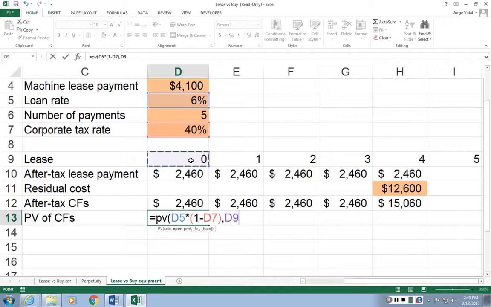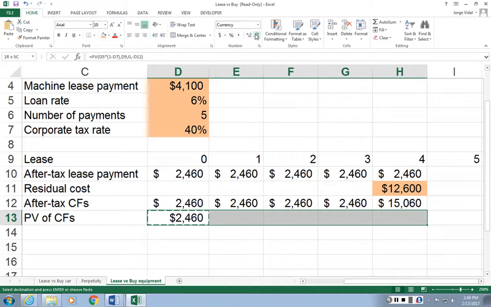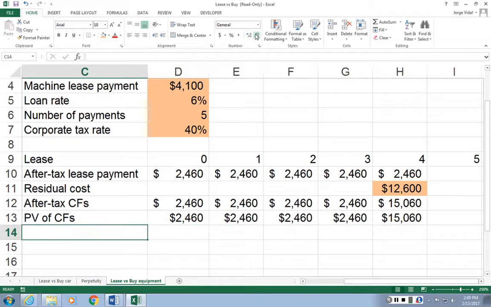Comma, you're going to discount this how many times? 0. So I click on the 0. It's already in present value. No payment. And then the future value is that number, the after-tax cash flow. Then you can close the parenthesis. Copy this. So what is the present value of the lease in this case?